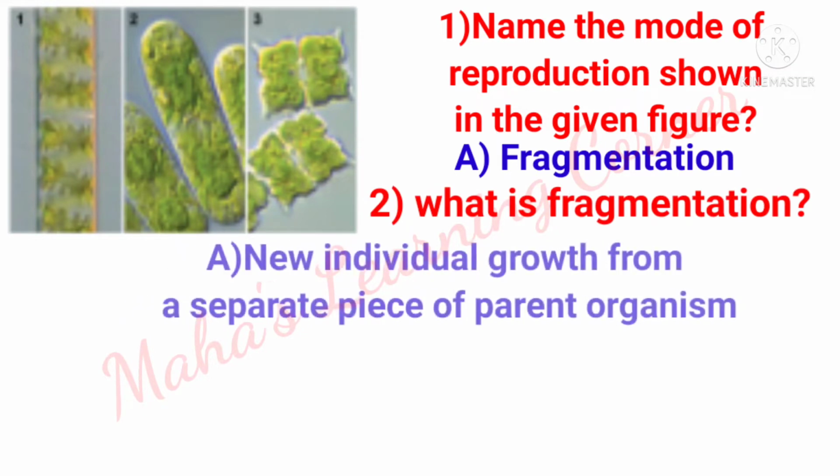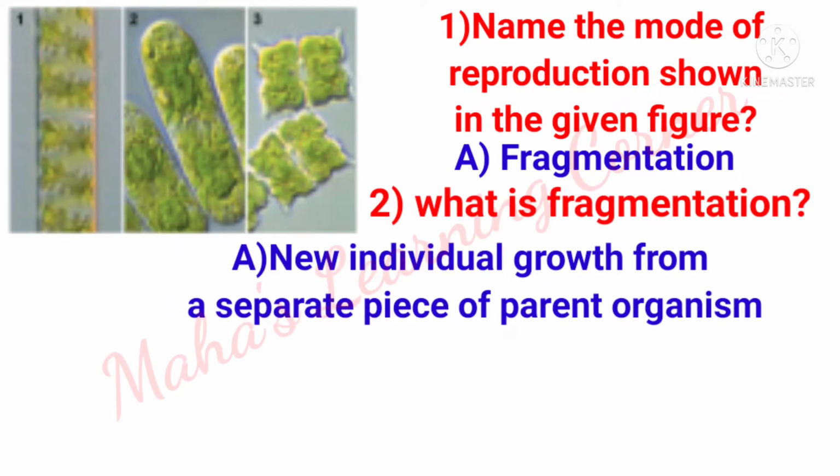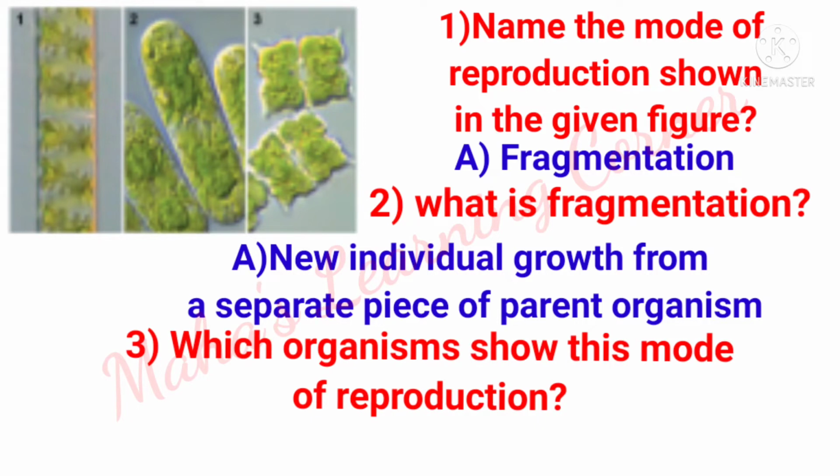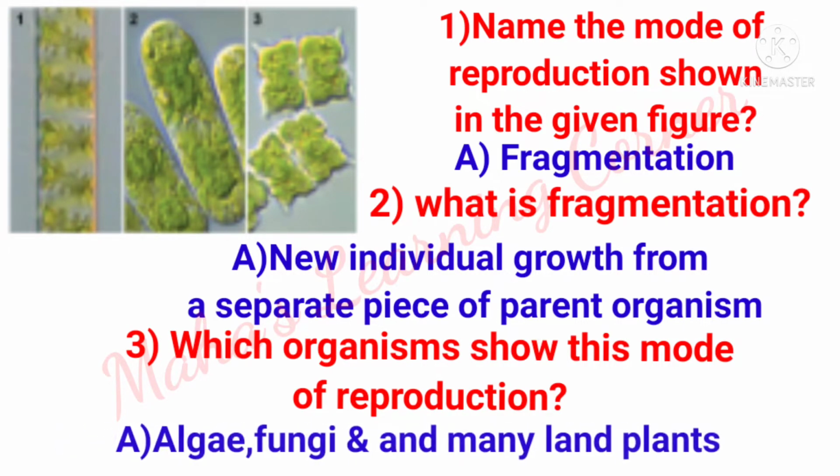Correct answer, new individual growth from a separate piece of parent organism. Third one, which organisms show this mode of reproduction? Correct answer, algae, fungi and many land plants.